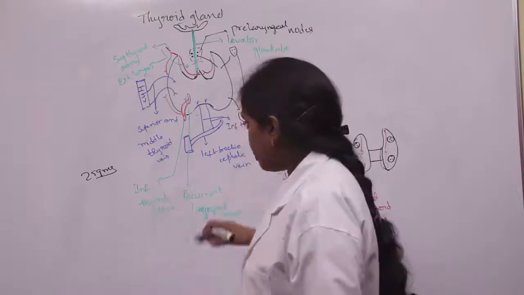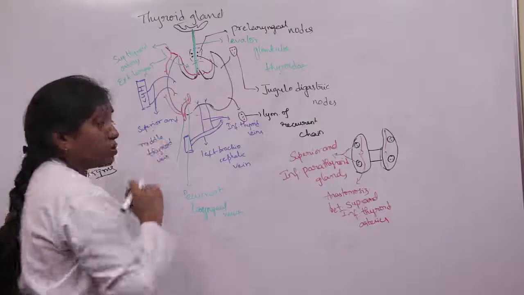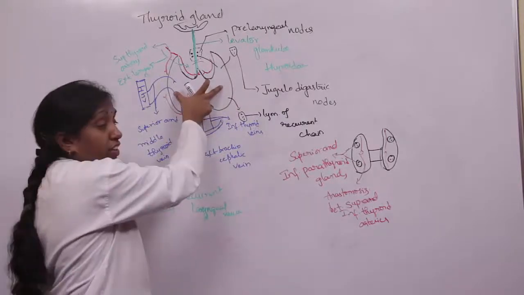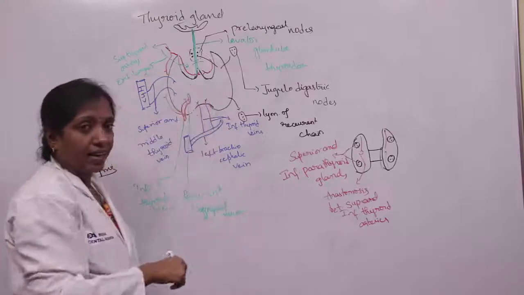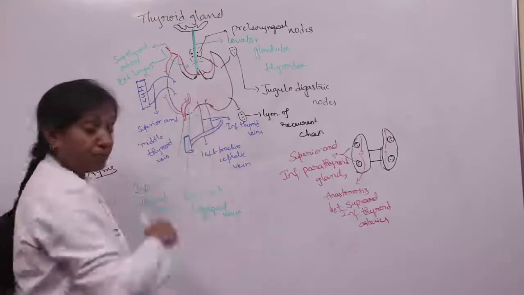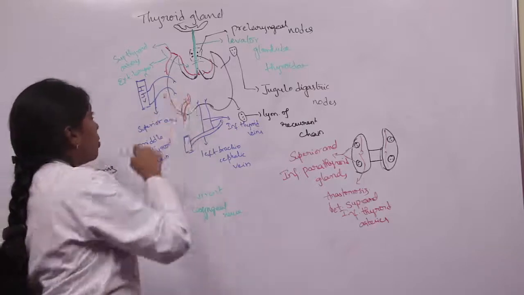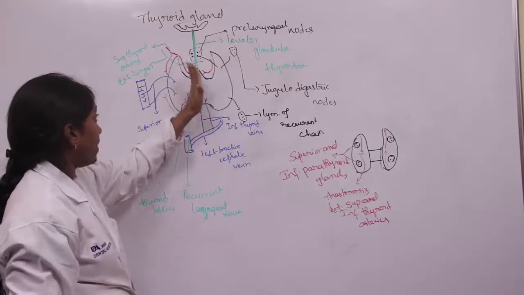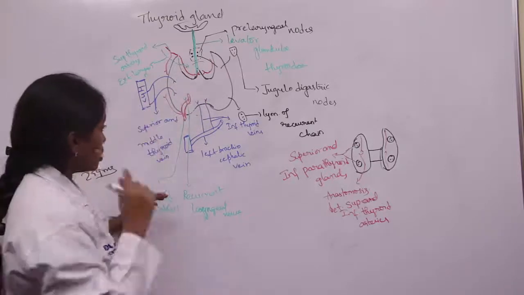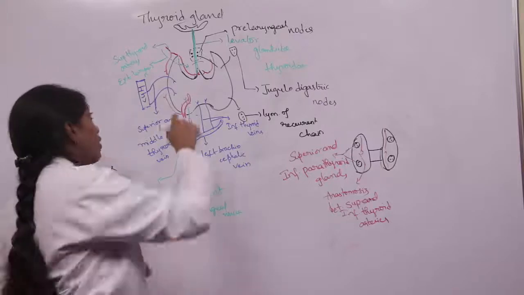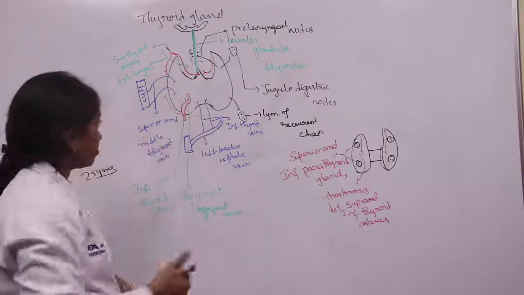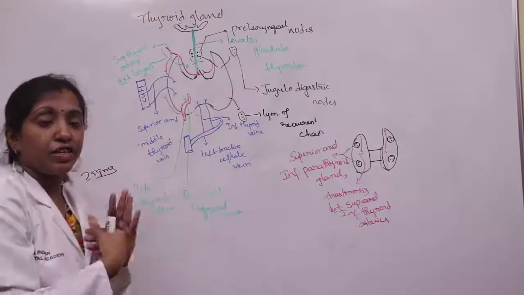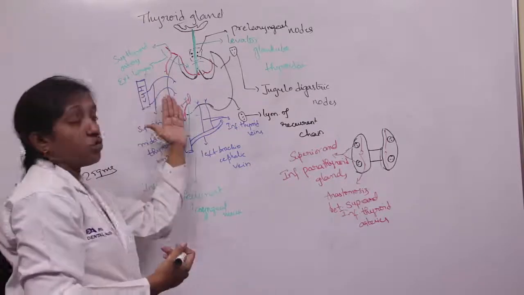And coming to the lobes of the gland, the thyroid gland has a butterfly shape. It consists of two lobes. This is the isthmus of the thyroid gland. The two lobes are attached by the isthmus. Each lobe has an apex, a base, a superficial surface, a medial surface, which is related to the trachea and esophagus, and a posterolateral surface.